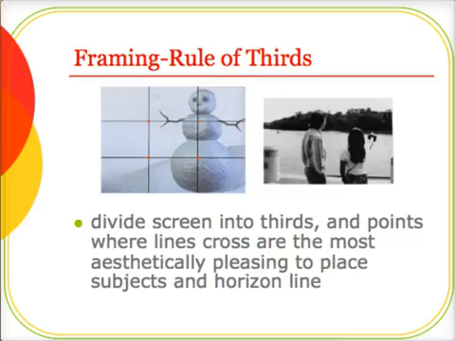This is a framing concept. Essentially it says if you hypothetically divide your screen into thirds, the points where the lines cross are the most aesthetically pleasing places to put your subjects in that field of view. You can see in the scene there on the right hand side, the two subjects are placed on those two vertical lines, and the horizon line is placed on the top sort of horizontal line, so it's well framed according to this principle of the rule of thirds. So that's something to keep in mind as you frame your scenes when you're creating videos.